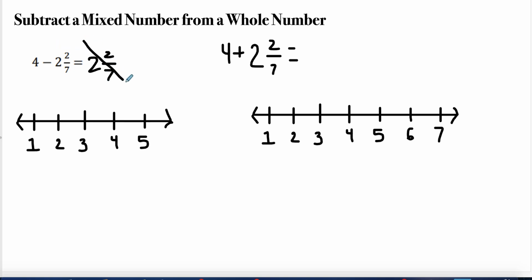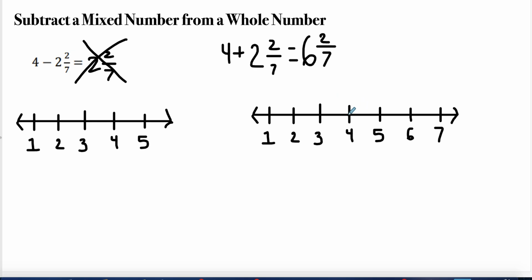That does not work. That kind of thinking would work for adding. If I wanted to add 4 plus 2 2/7, I would get 6 2/7. I could add the whole numbers and then just leave the fraction. Let me show you on a number line why that would work for addition but not subtraction.